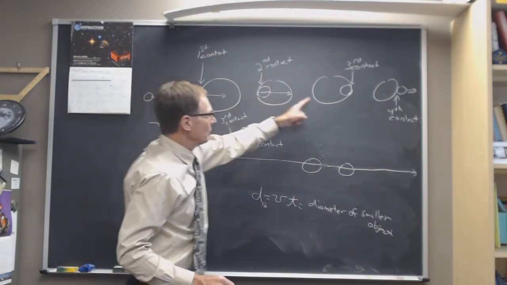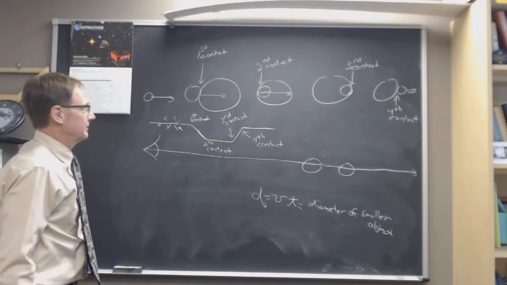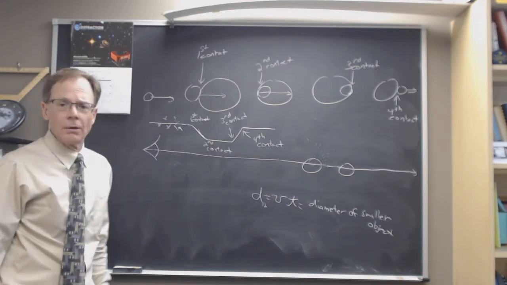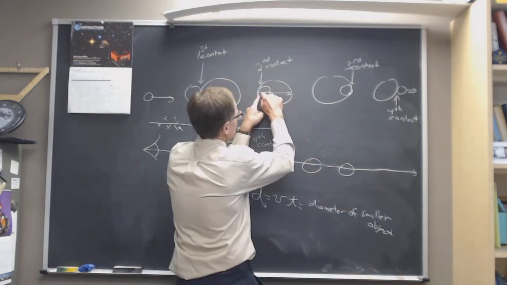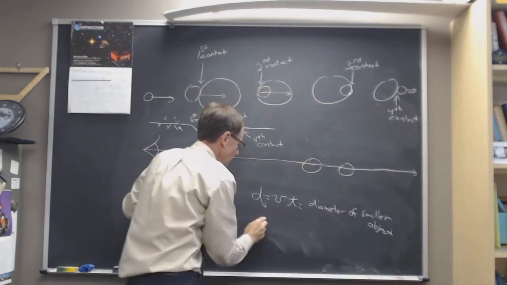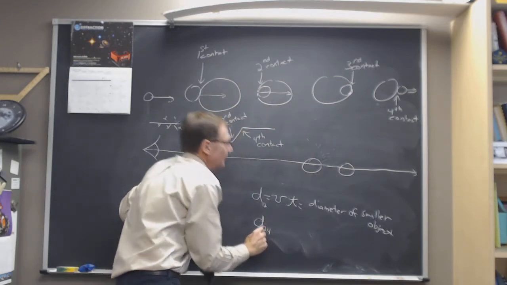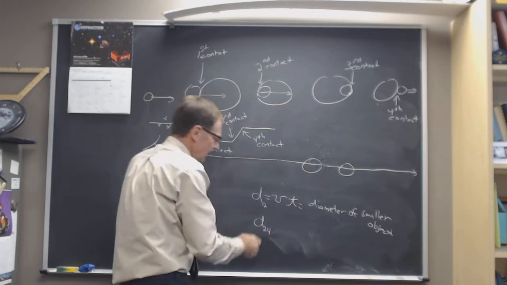Going from 2 to 3 is going to be the diameter of the large object, right? No. Going from 2 to 4 is going to be the diameter of the large object. Left edge, left edge, left edge, right edge. So 2 to 4 is going to give you the diameter, the distance traveled from contact 2 to contact 4. You measure the time that way.